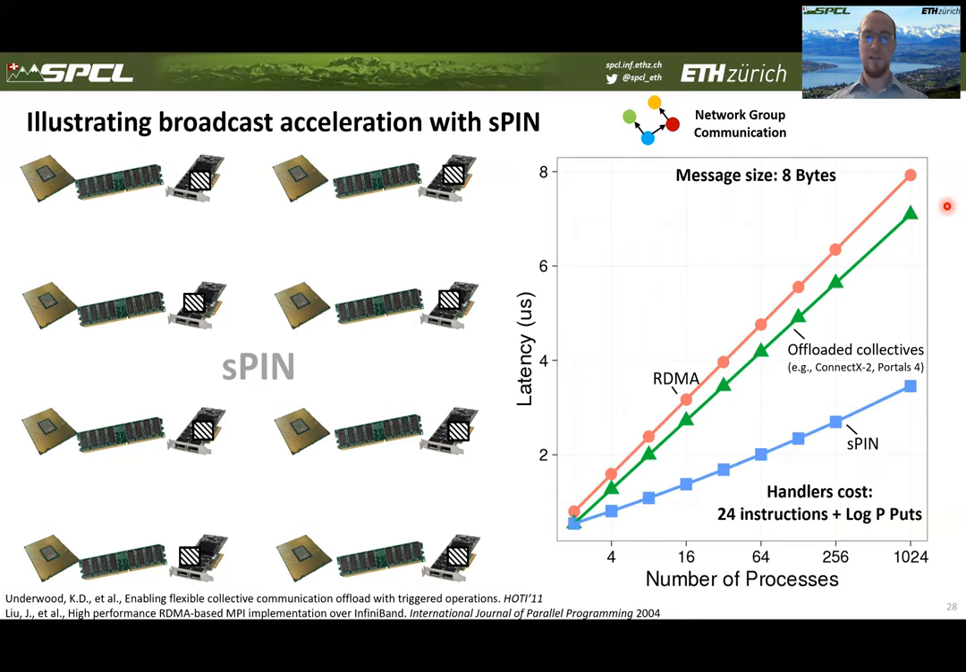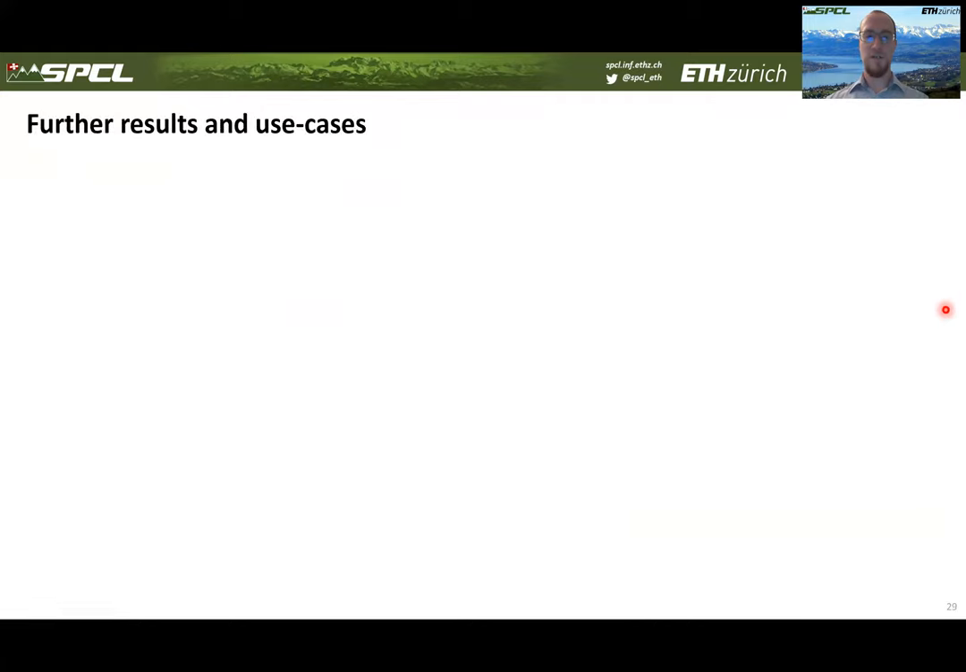Of course, eventually it'll have to deposit these received packets into the memory, but still the forwarding is much, much faster. And the actual handler itself is only 24 instructions and a set of puts. So this is very, very fast.